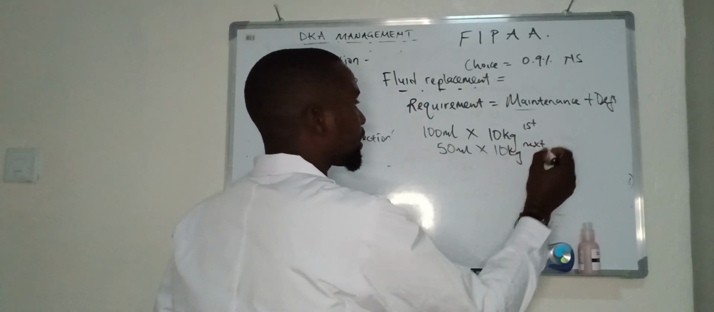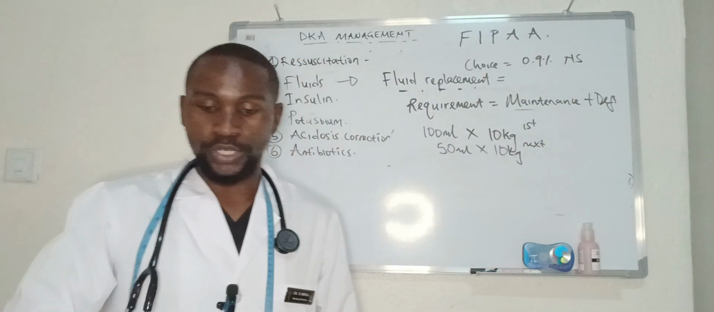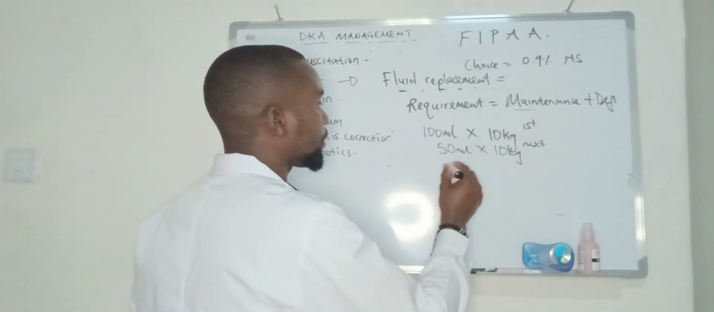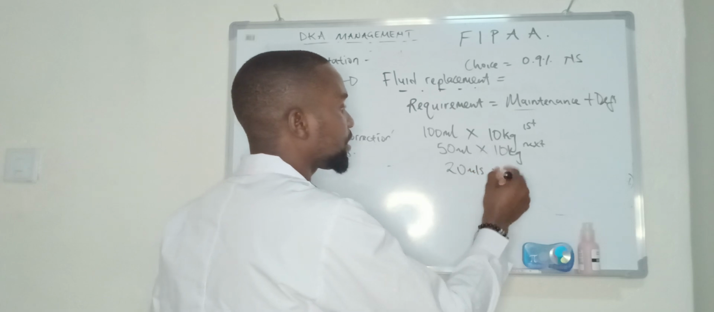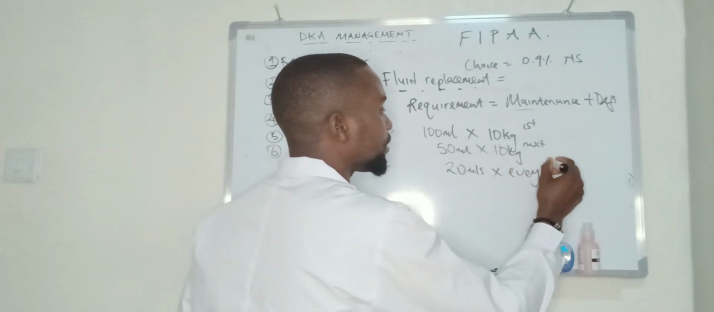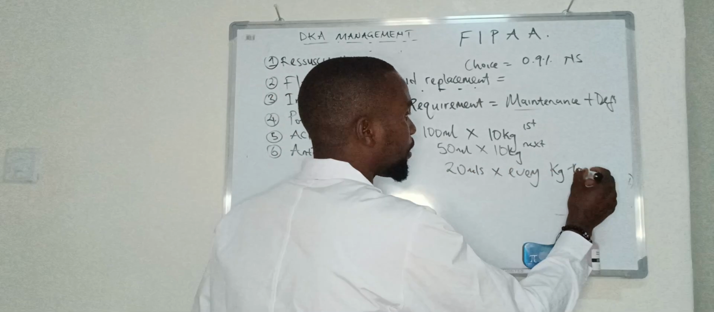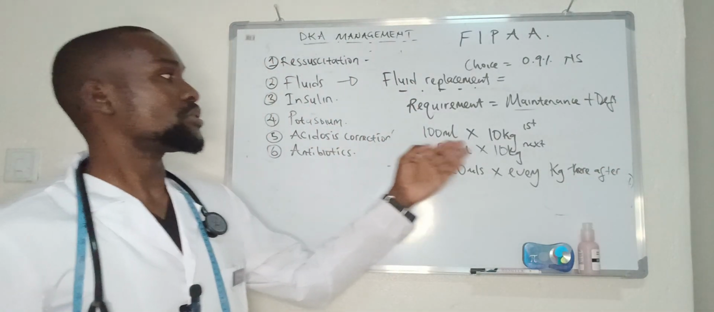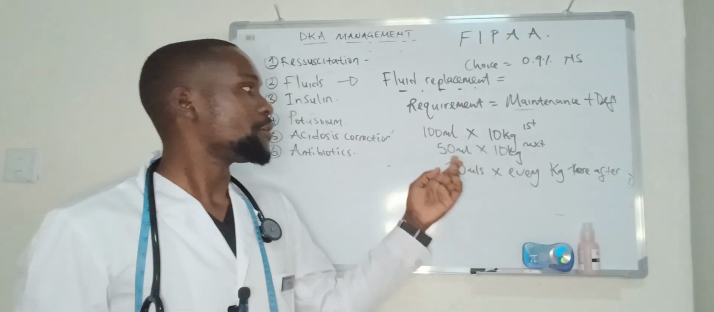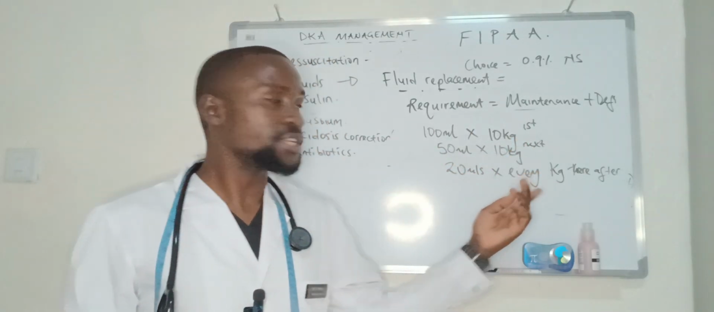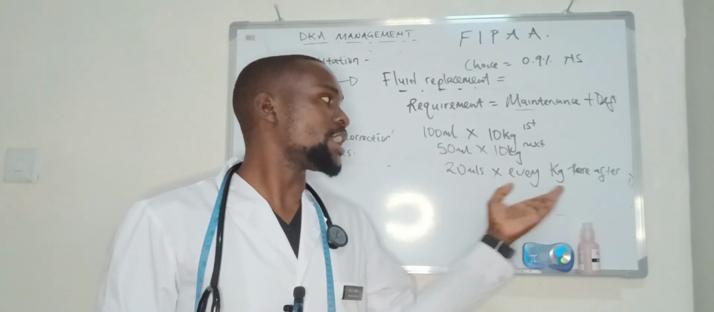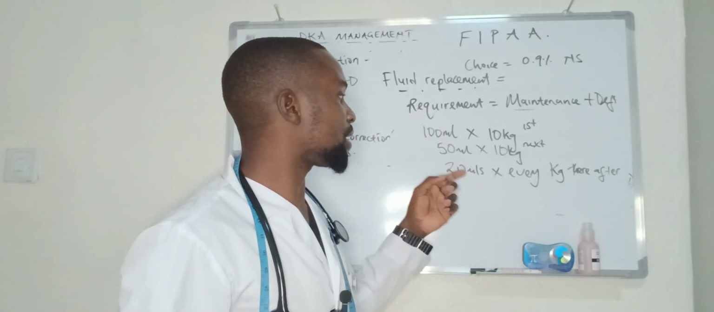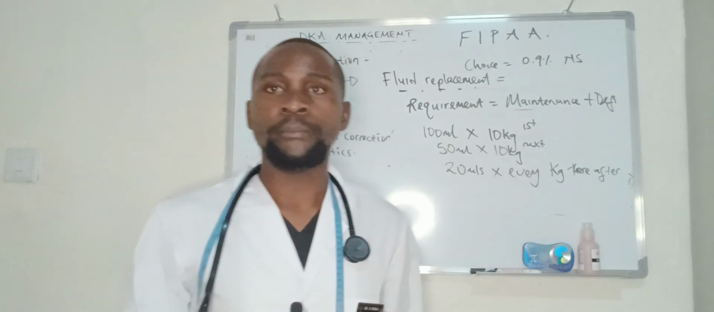Then 20 mils times every kg thereafter. So you say 100 mils times the first 10 kg, plus 50 mils times the next 10 kgs, and 20 mils times every kg thereafter. When you add the answer here plus the answer here plus the answer here, it gives you the total maintenance fluid.